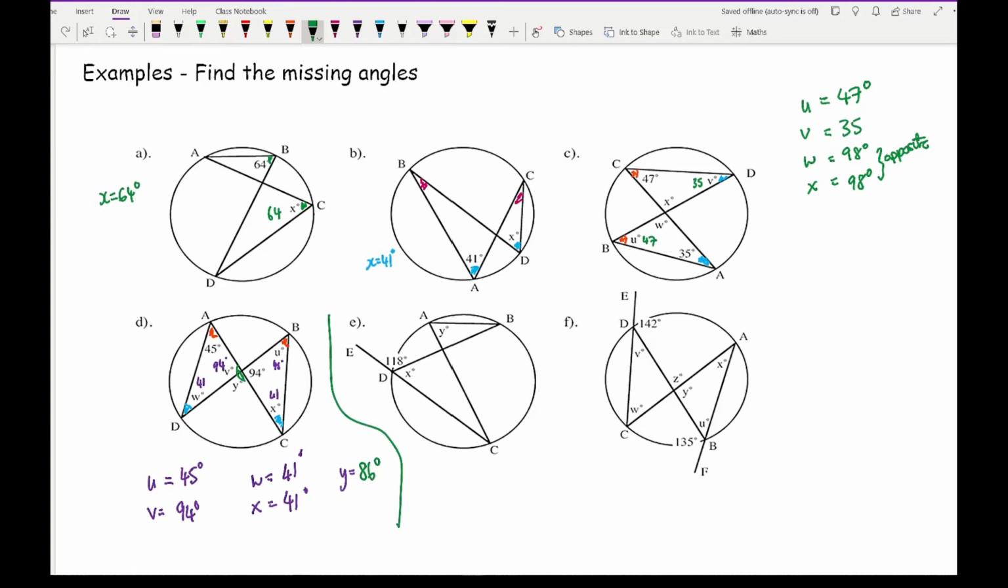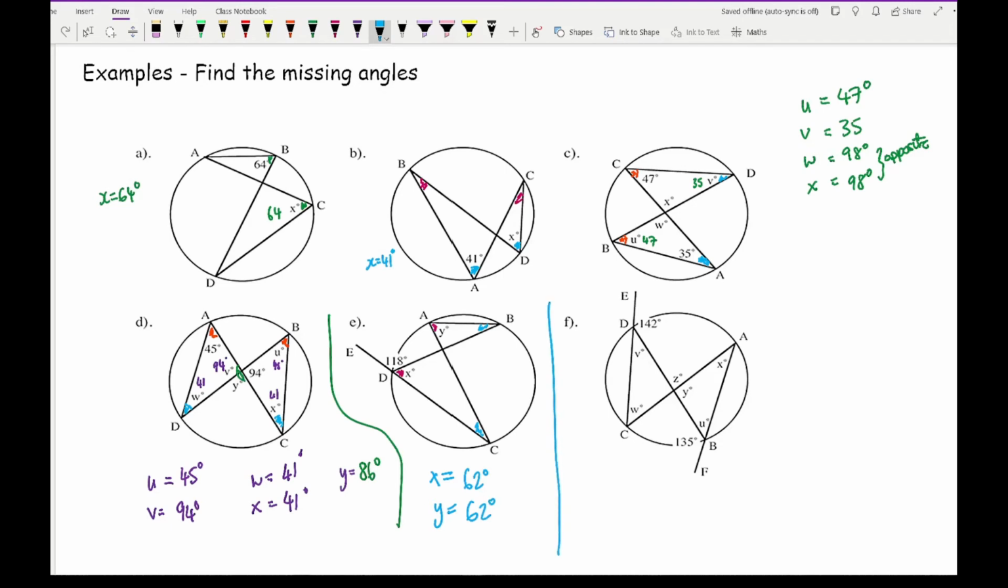Then working with question E. So again, I'm going to start by colouring in the similar angles. And then from this, working in alphabetical order, X lies on a straight line with 118. So all I need to do then is 180, take away 118, which gives me an answer of 62 degrees. And obviously here, X and Y are going to be the same. So that's also going to be 62 degrees.